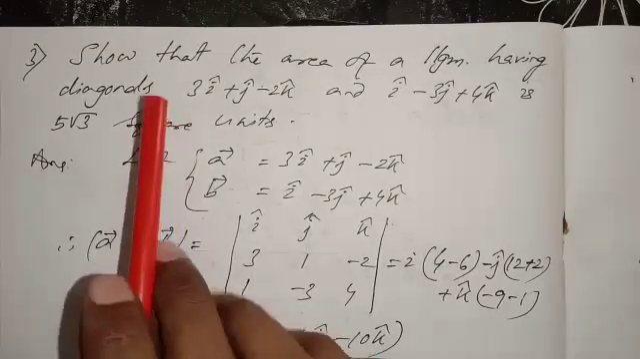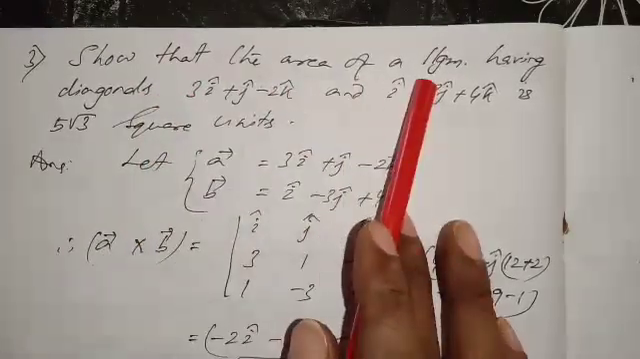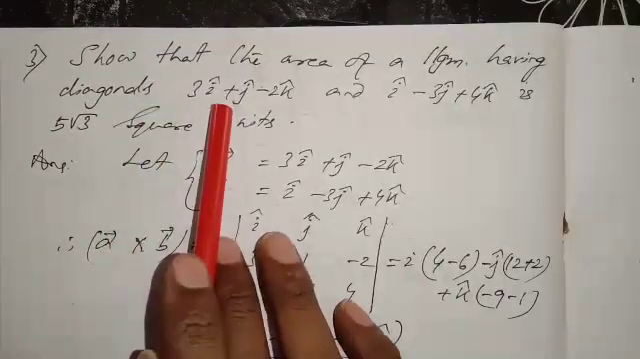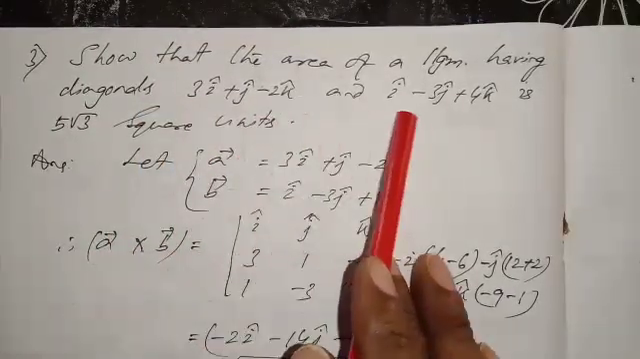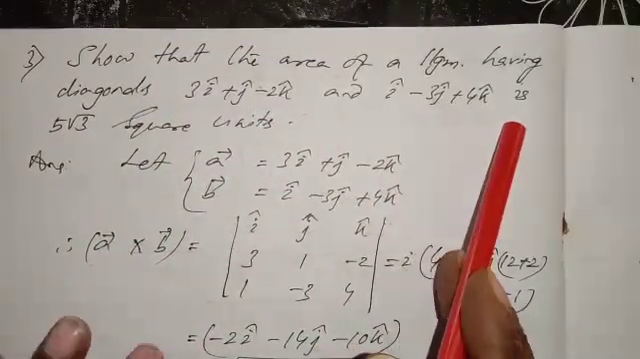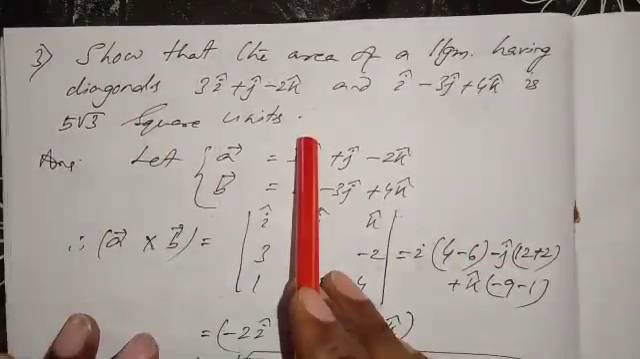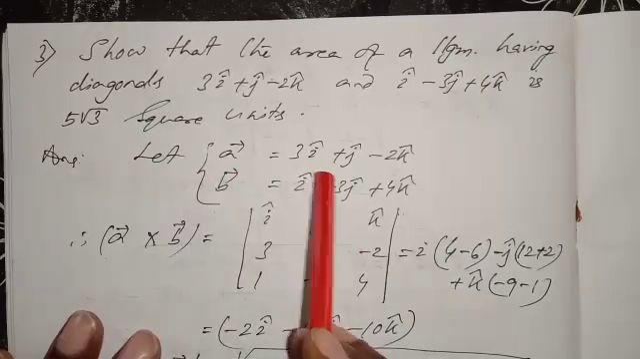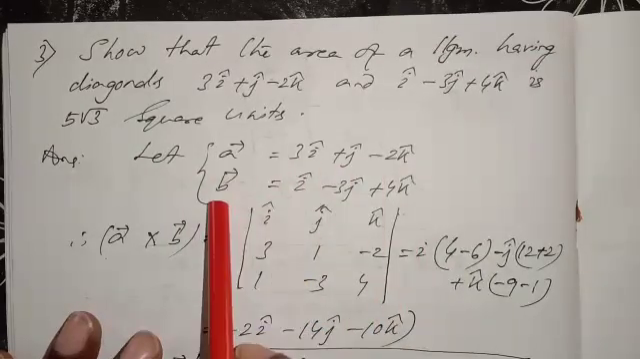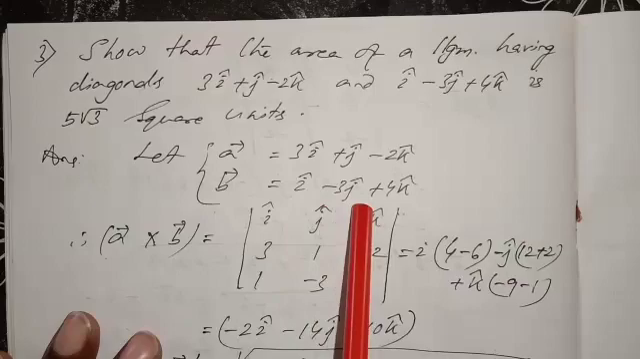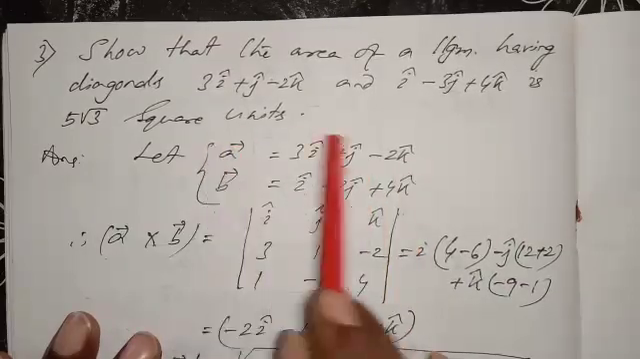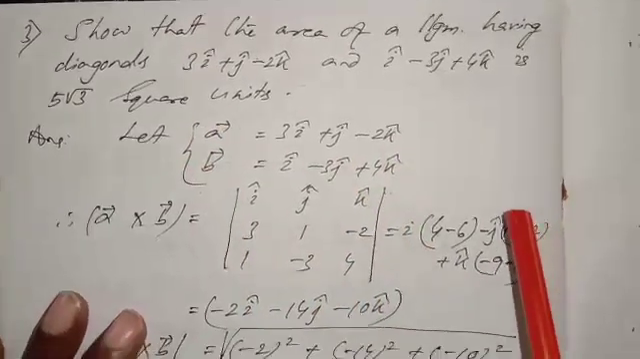Question number 3: show that the area of a parallelogram having diagonals 3i plus j minus 2k and i minus 3j plus 4k is 5 root 3 square unit. That means the first vector, 3i plus j minus 2k, is a vector, and the second vector, i minus 3j plus 4k, is b vector. The first diagonal and second diagonal are given, and you have to find the area of the parallelogram.